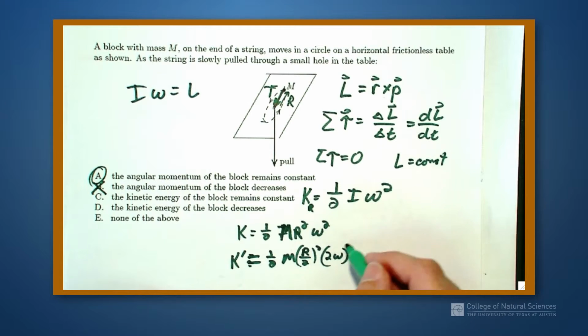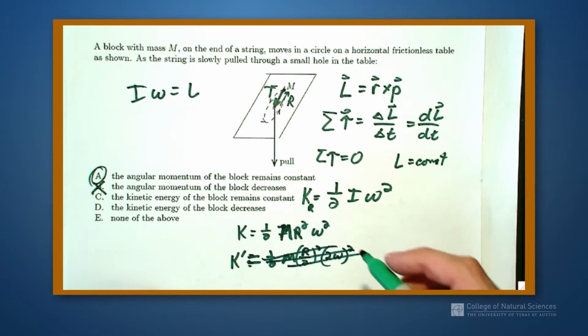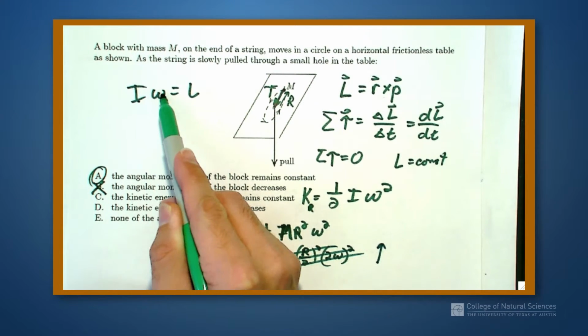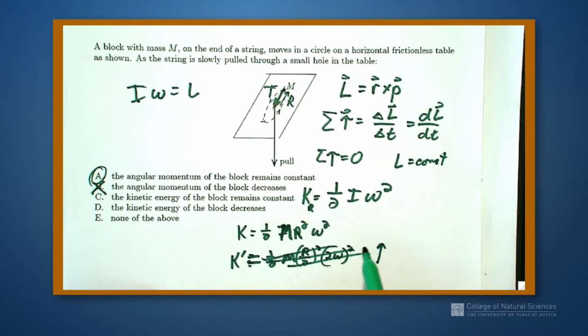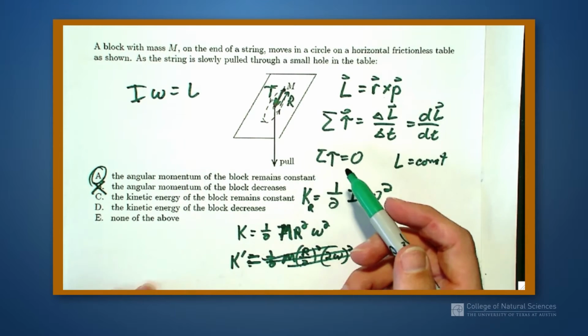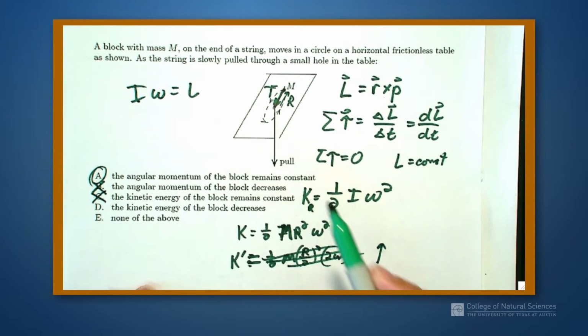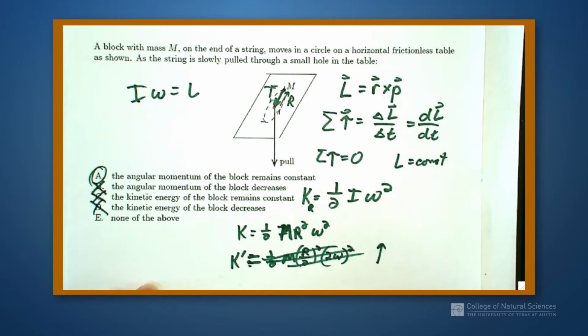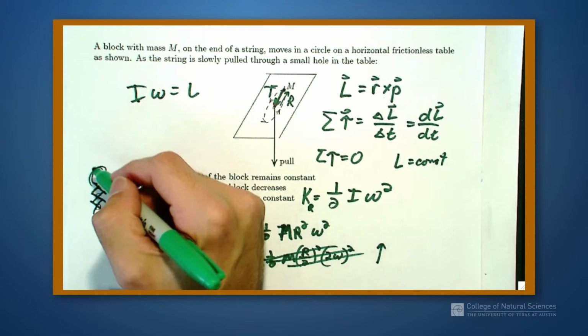It's not going to be what I wrote down. My kinetic energy is actually going to increase because as I decreases, omega will increase, but my omega increases at a different rate than what I changes at. So I'm not going to keep the same kinetic energy. The kinetic energy is actually going to increase in this case.